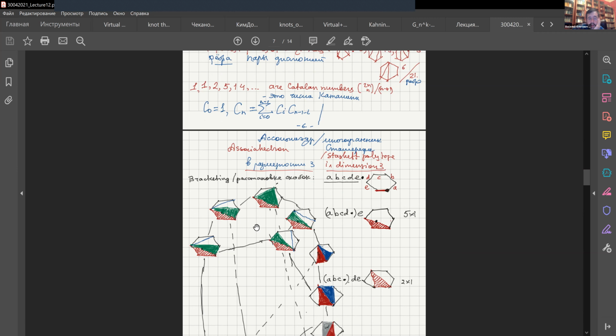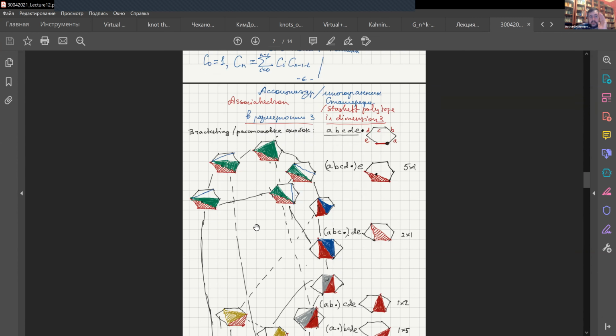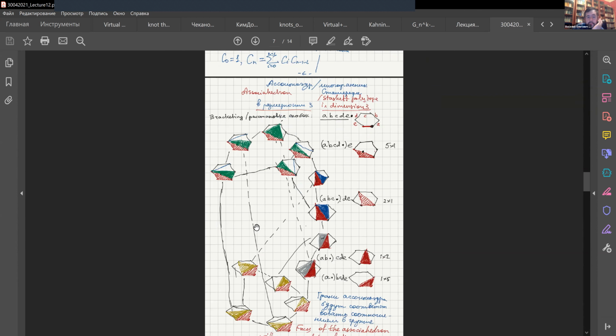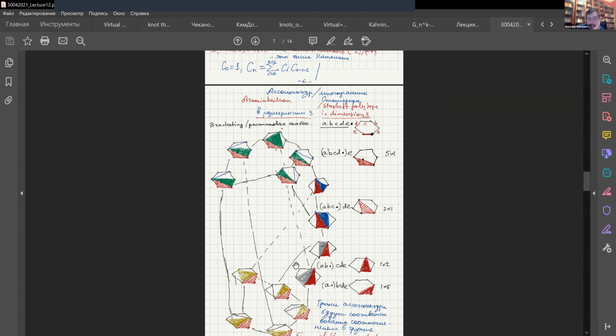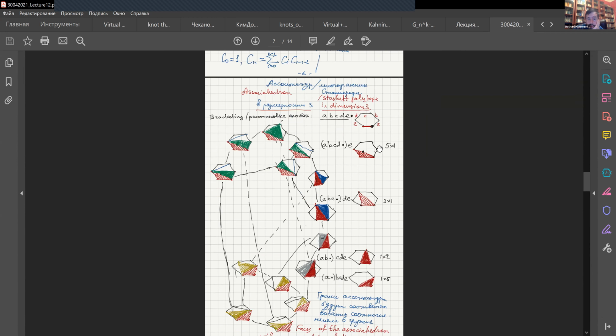So here we will see the formula that we have not only 14 triangulations of the hexagon. We will also see the whole structure, why it is 14, why it is 5 times 1 plus 2 times 1 plus 1 times 2 plus 1 times 5. And also we'll see the whole structure of this three-dimensional polytope. So you see, how can we associate these triangulations with bracketing for the non-associative product?